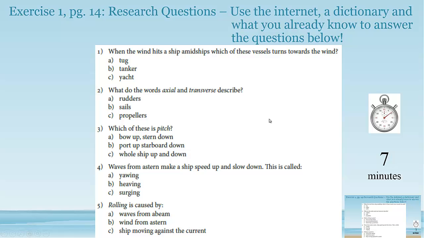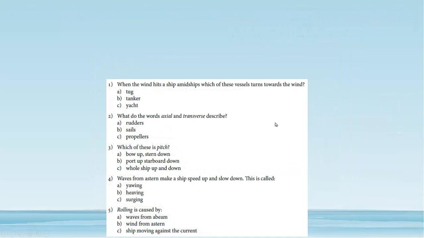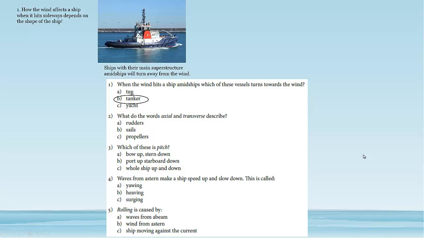Okay, let's go on. So, when the wind hits a ship amidships, which of these vessels turns to the wind? Well, it's the tanker. Why is the tanker different than a tug or a yacht? Now, a yacht is what we call a pleasure craft. And the tug, if you think, those two have a very similar ship structure. Let's look at a tug.